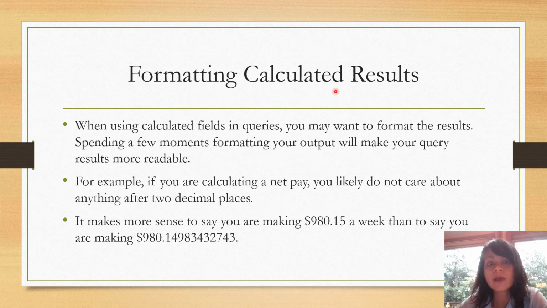Next, let's look at formatting calculated results. So when you're using calculated fields in queries, you might want to format the results. So spending a few moments formatting your output will make your query results even more readable. For example, if you're calculating a net pay, you likely don't care about anything after the 2 decimal places, right? So it makes more sense to say that you're making $980.15 a week rather than to say that you're making $980 and 1.49833432, and so on cents, because that's sort of irrelevant and it just looks messy. So a nice clean number like this would make more sense. So you want to go in and enter 2 decimal places.